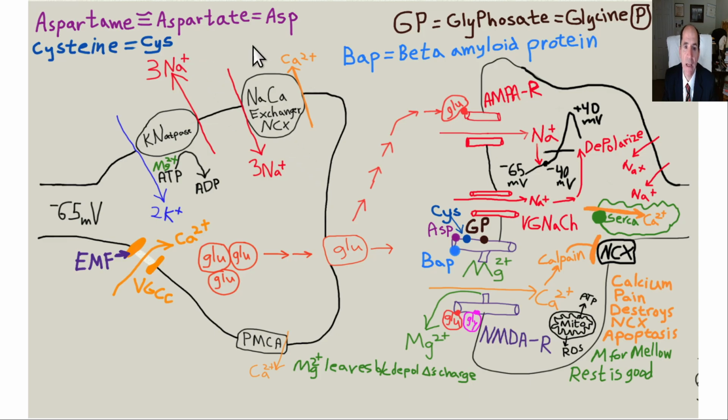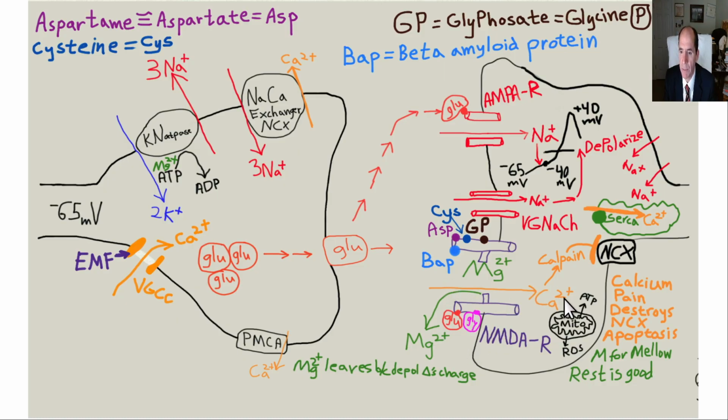Okay, so we talked about how aspartame, the sweetener, can activate the NMDA receptor. We talked about how glyphosate, the herbicide sprayed on GMO soy, and also on corn and a few other things, and even non-organic beans, can activate the NMDA receptor. High-fat diets can lead to accumulation of beta-amyloid protein in the brain. That can activate the NMDA receptor.